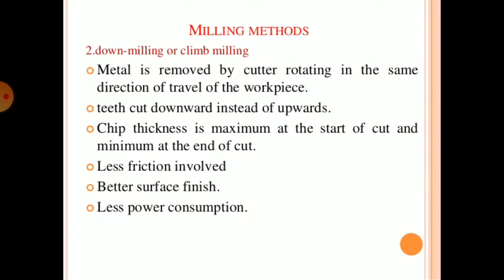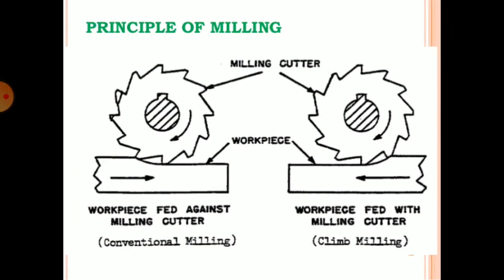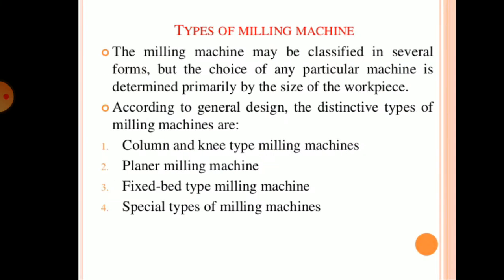And in down milling, metal is removed by cutter rotating in the same direction of travel of the workpiece. The teeth cut downward instead of upwards. Chip thickness is maximum at the start of cut and minimum at the end of cut. Less friction is involved, better surface finish and less power consumption. This is climb milling. This is the principle of milling in both conventional and climb.